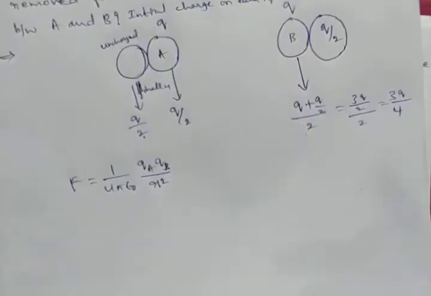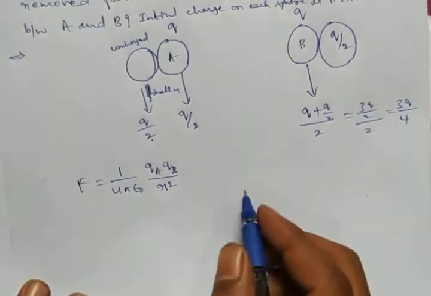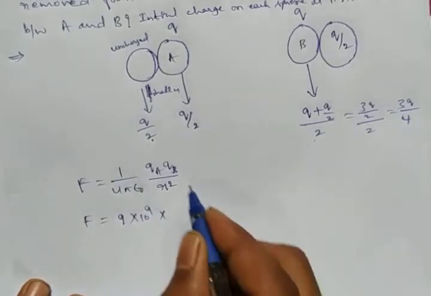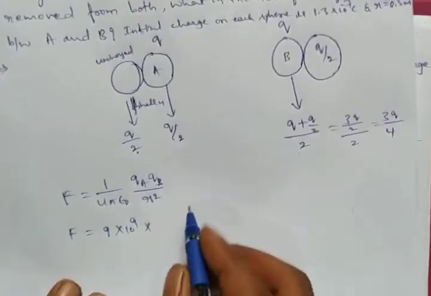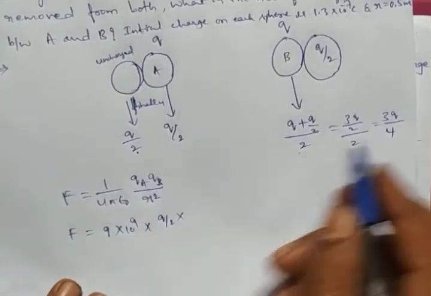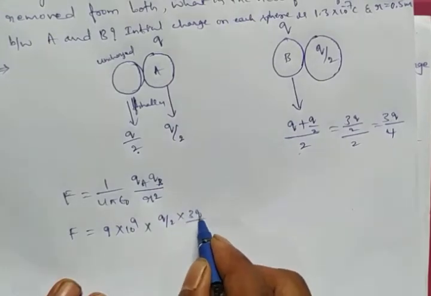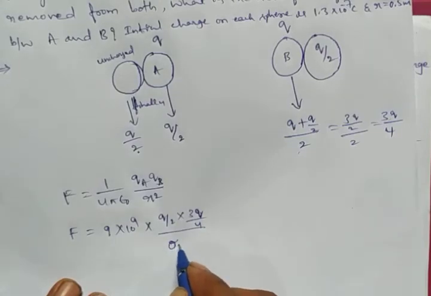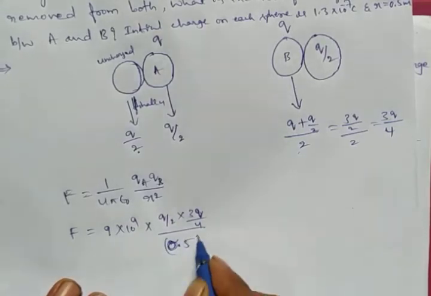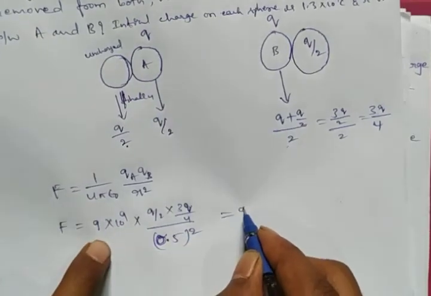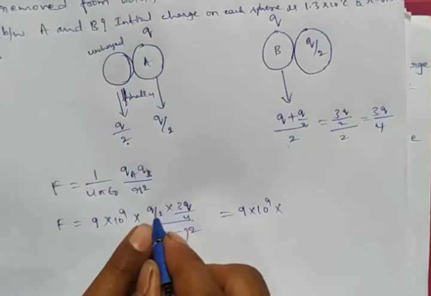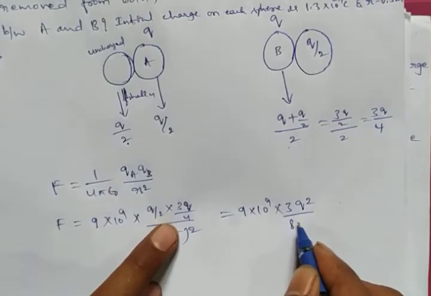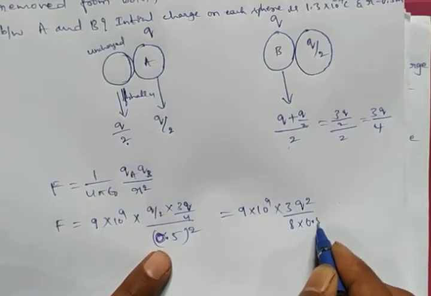Okay, observe carefully. Now we can substitute the values. Therefore F is equal to 1 by 4 pi epsilon naught, which is 9 into 10 power 9, into qa, which is q by 2, into qb, which is 3q by 4, by r square. Here r is 0.5, whole square, equal to 9 into 10 power 9 into 3q square by 2 into 4, that is 8, into 0.5 whole square.